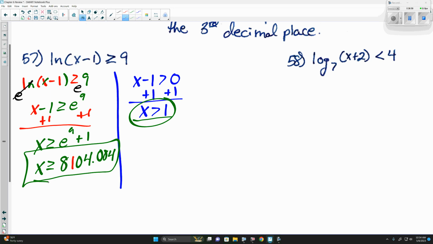So what would we do first? Well, what's inside of it cannot be 0. So x plus 2 has to be greater than 0. So we would minus 2 from both sides, telling us x has to be greater than negative 2.